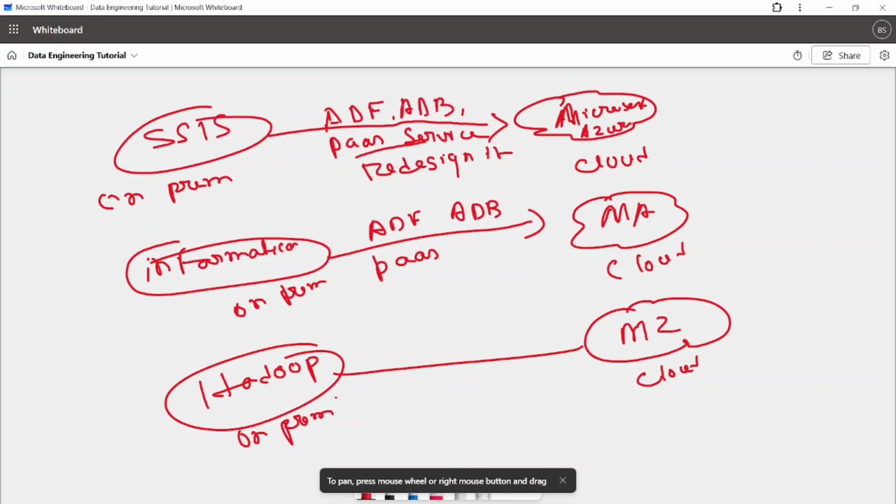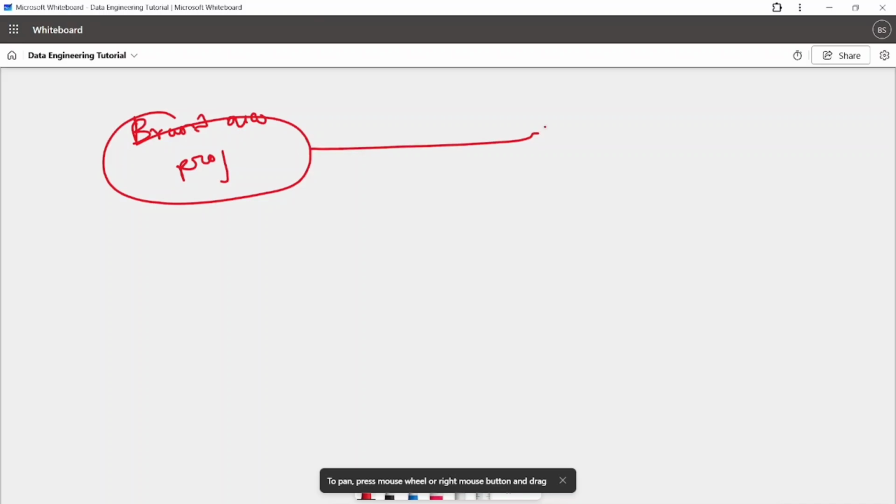There are many brand new projects that also exist in the market. Suppose this is a brand new project moving to Microsoft Azure. This is also a PaaS service, ADF and ADB. So here we will use ADF and ADB. Just remember this one, because we are going to redesign it.